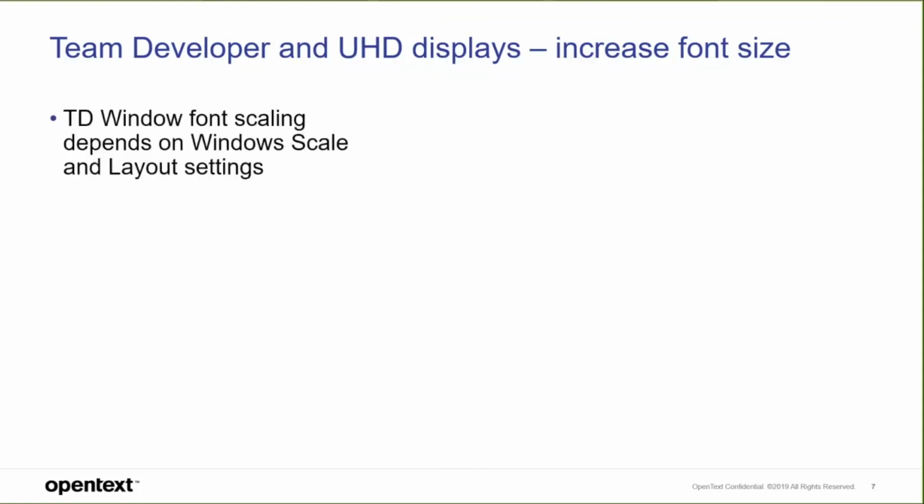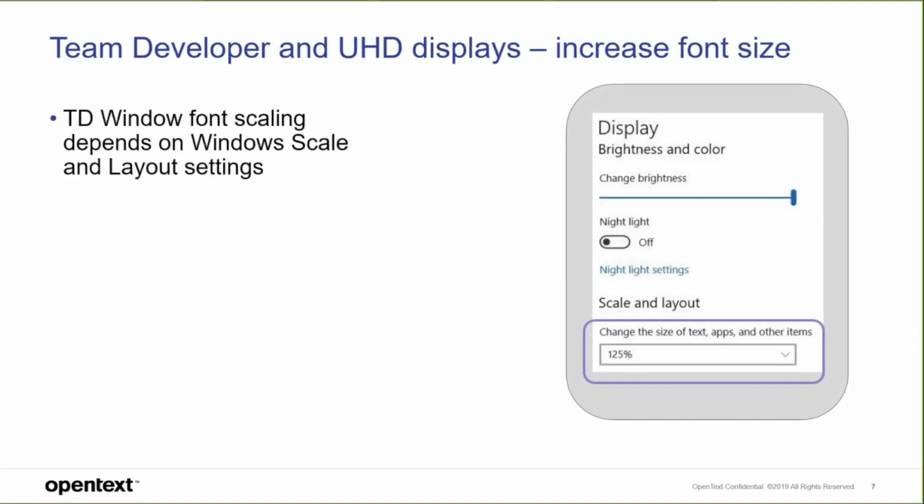Then I just wanted to mention this. That's something that has been added during the past few years to several Team Developer releases and helps you to support UHD displays with an increase in font size. So what I did show you before was the responsive layout that increases the amount of available data that is shown, for example, in a grid window. But if you want to increase the font size of an entire window, then we really depend on window scale and layout settings. And that is, if you look into Microsoft Outlook, that's exactly how Team Developer works.